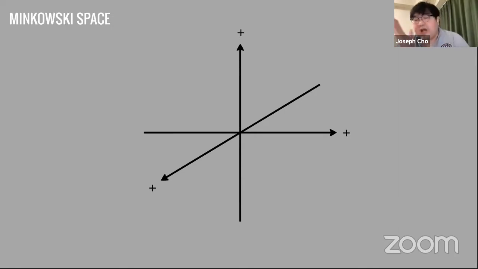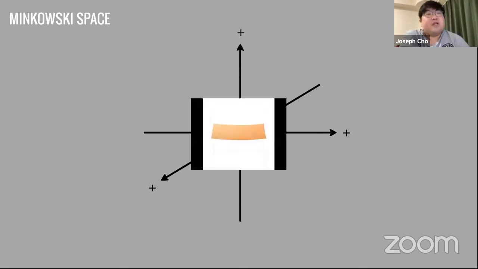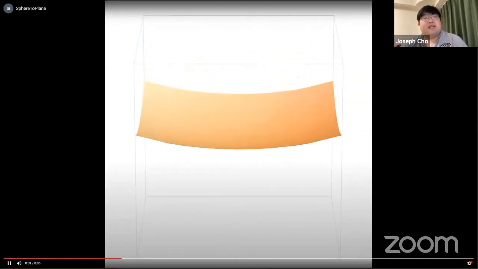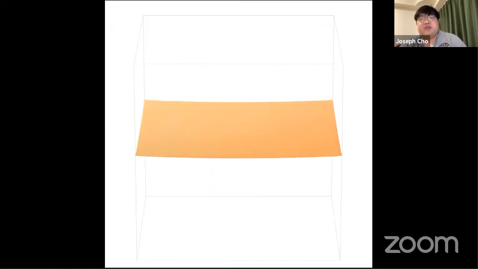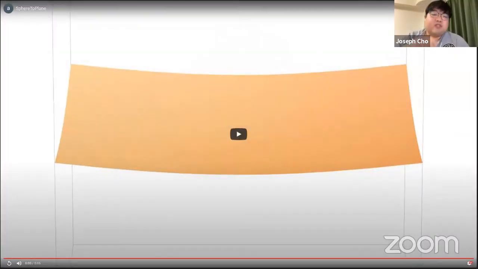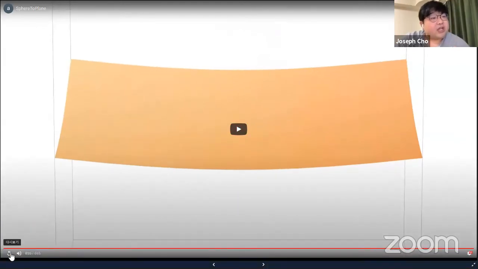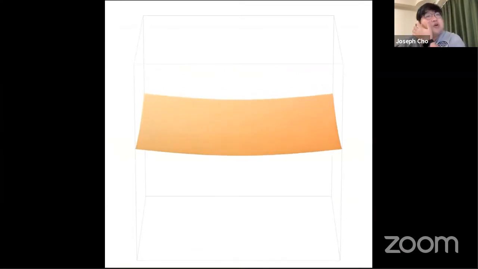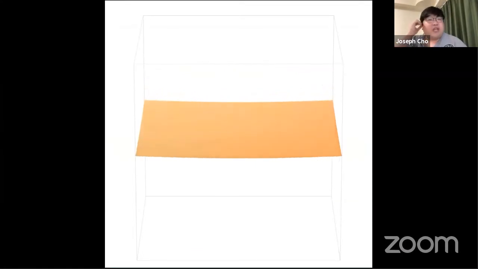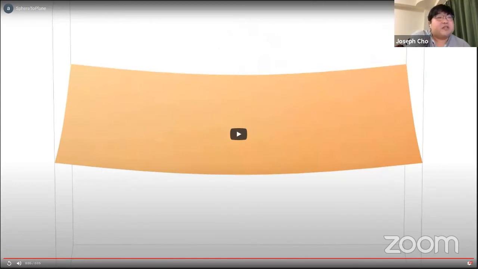So let's say for now that the third direction, the vertical direction, also has a plus signature, so that this is just a three-dimensional space as we perceive. And then one can think of a plane as a sphere with infinite radius, as this video shows. As the radius of the sphere gets bigger and bigger and bigger, the part of the sphere looks more and more like a plane. So you can kind of think of planes as spheres with infinite radius.